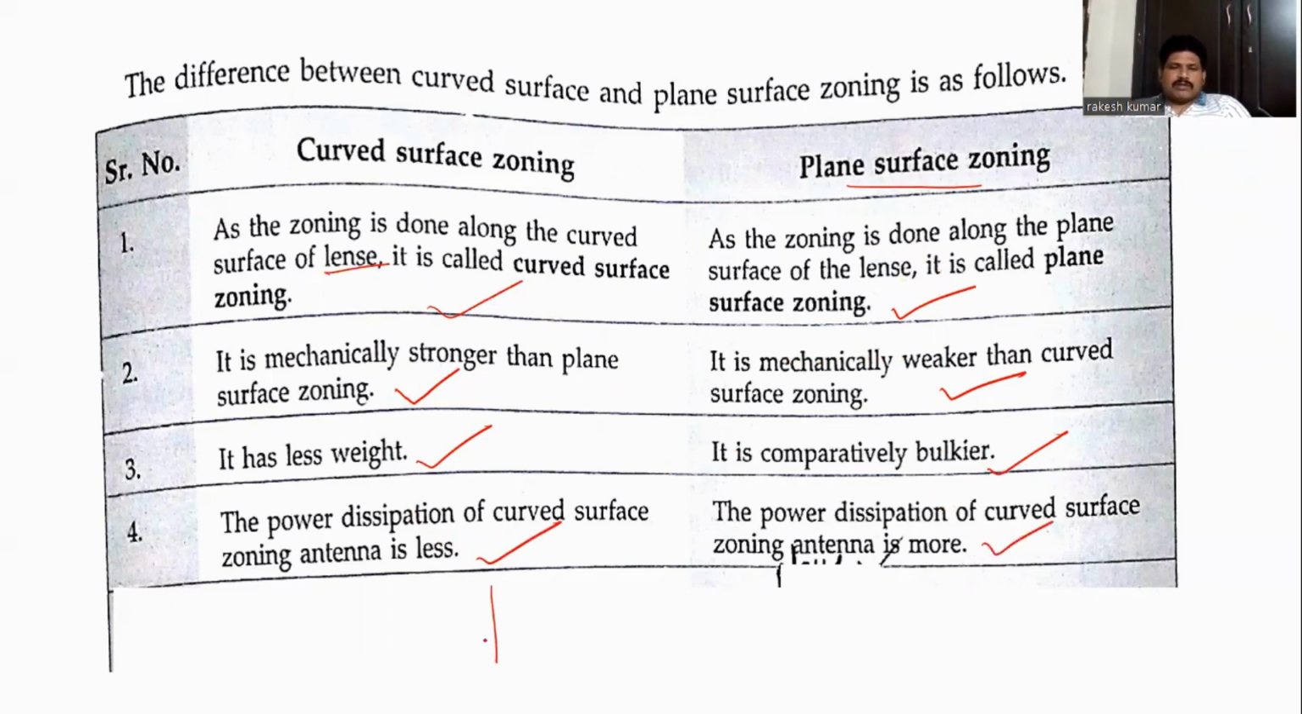You want to draw the diagram. This is for curved surface. This is for plane surface. These are the brief differences between curved surface zoning and plane surface zoning.